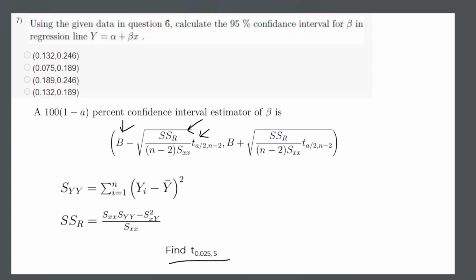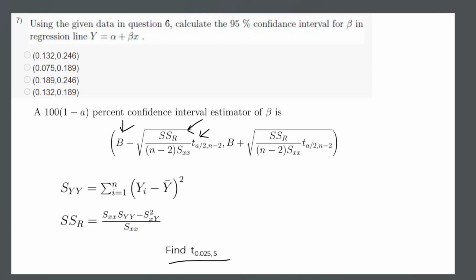So for a confidence interval of 100 minus alpha percent, the estimate of beta is given by b minus square root of the sum of the squares of the residuals divided by (n minus 2) times Sxx, multiplied by t of alpha by 2 comma n minus 2. And it's basically b plus or minus this value.